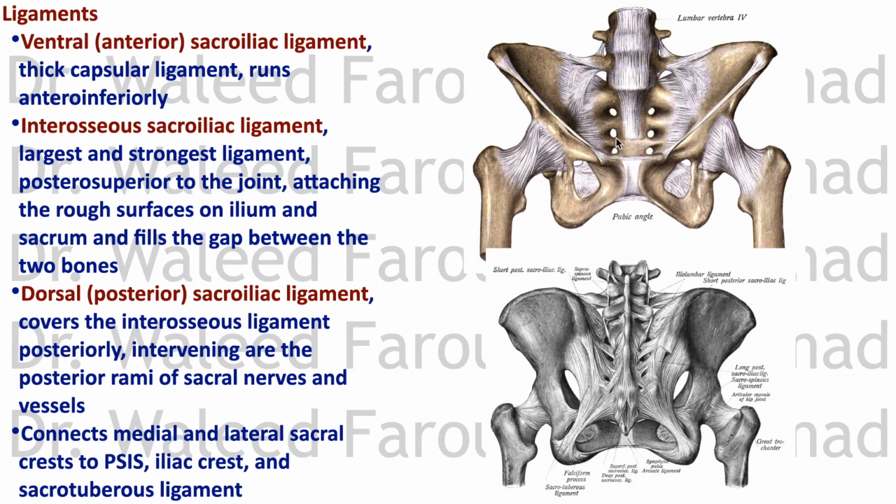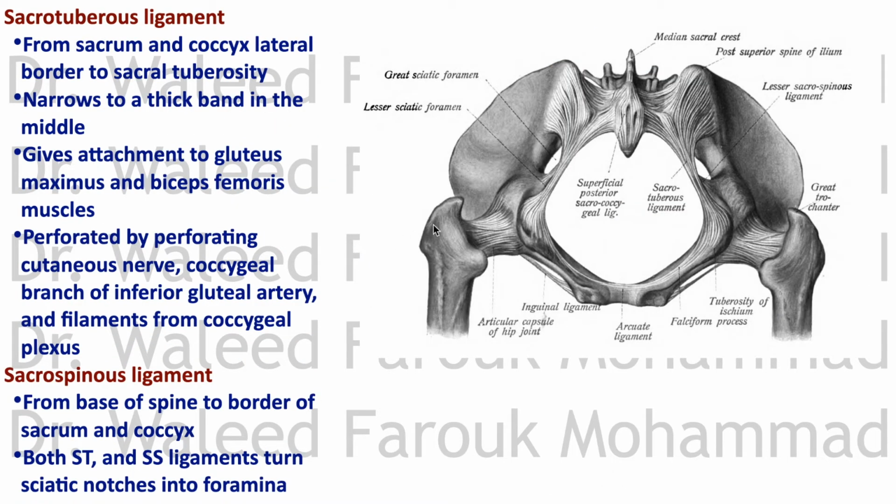Okay, remember these as ligaments for the sacroiliac joint. These are tough ligaments because the sacroiliac joint transmits half the weight of the body to the lower limb on each side. That's why it needs strong ligaments. The sacrotuberous ligament is considered a ligament that belongs to the joint. See, it comes from the lateral part of the sacrum and goes to the ischial tuberosity, and midway it turns into a thick band in the middle rather than being a band at the peripheries, the sacrotuberous ligament.